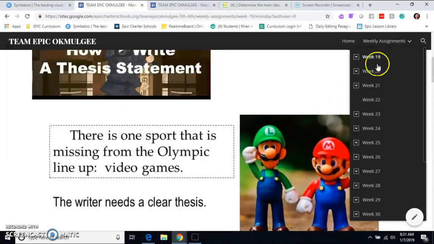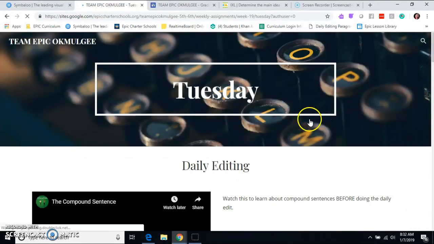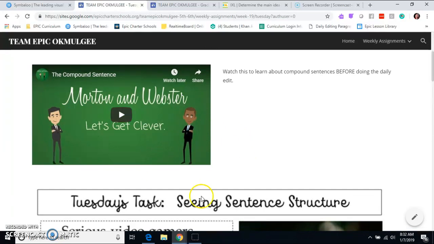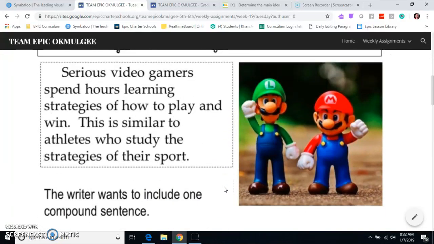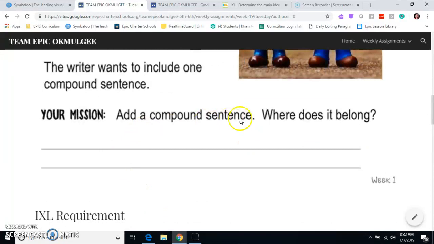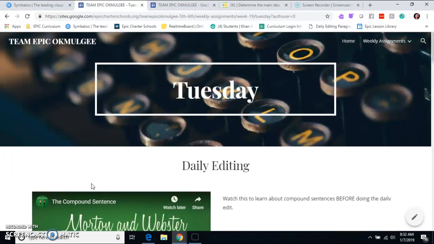And then on Tuesday, so each grade level is very similar. The only thing that's different is the daily sentence editing. And the daily sentence editing for 3rd and 4th grade is just correcting sentences. And the daily sentence editing for 5th through 8th grade is a little more complex. You have a video to watch to teach you what the task is. So that this day you're learning about compound sentences, and then you correct it and you write it, add a compound sentence, where does it belong, and then you write it in your notebook. So everything is exactly the same.